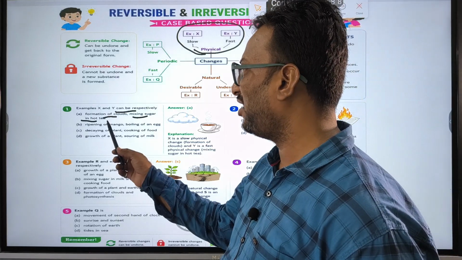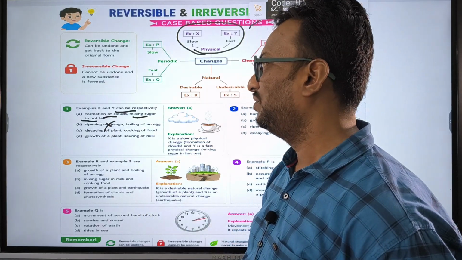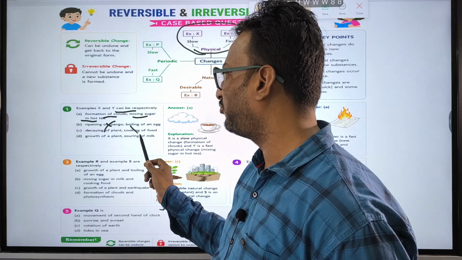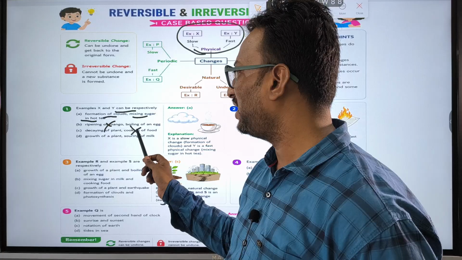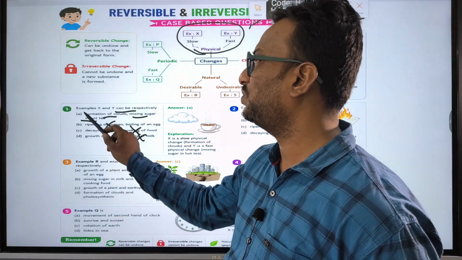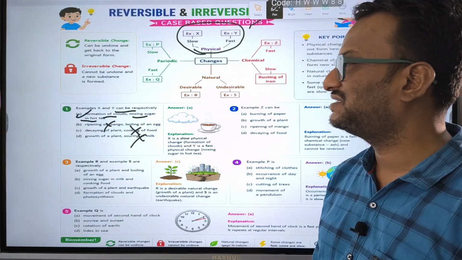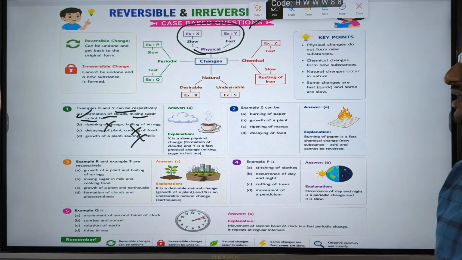So next, ripening of mango is a chemical change. Decaying of plant, cooking of food is a chemical change. Growth of plant and souring of milk is a chemical change. So the first option is A. A is the correct option. We go for the second bit.